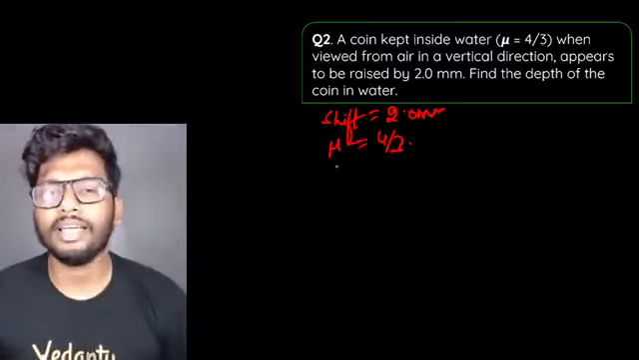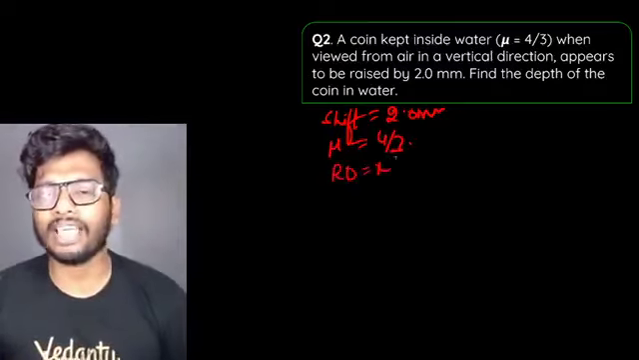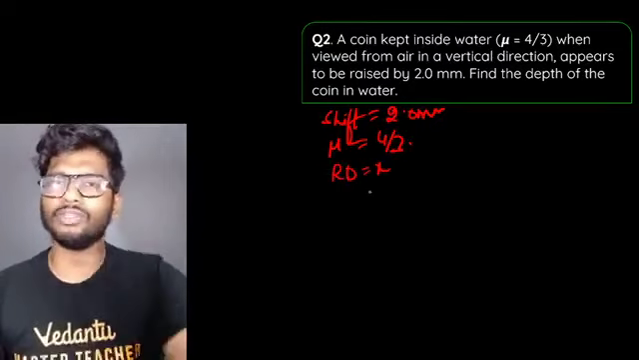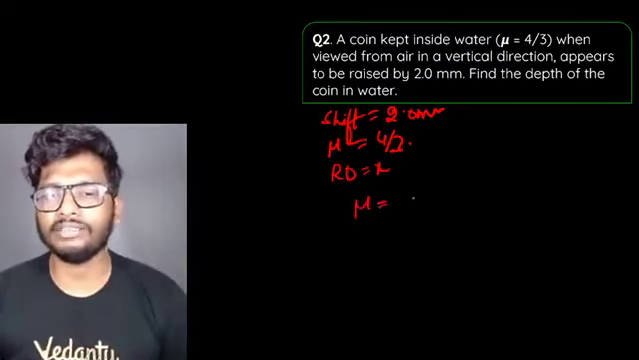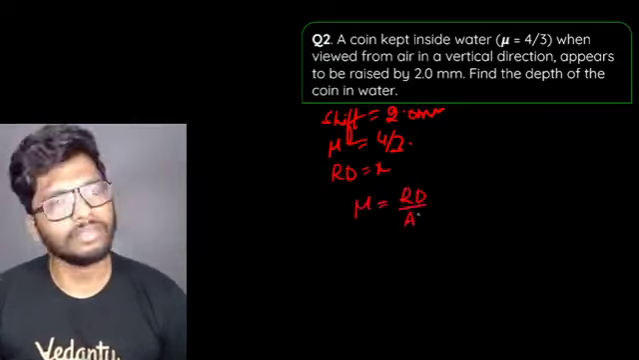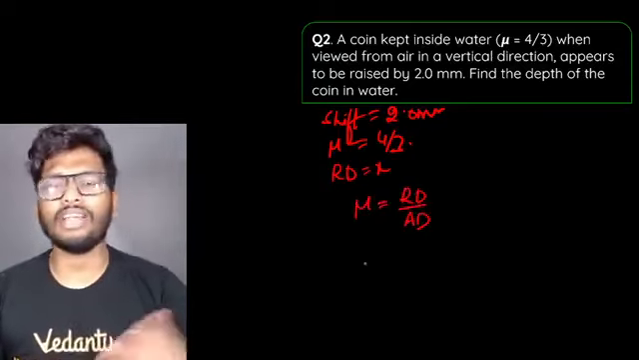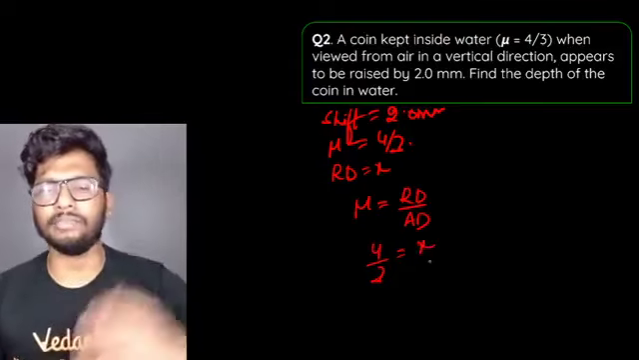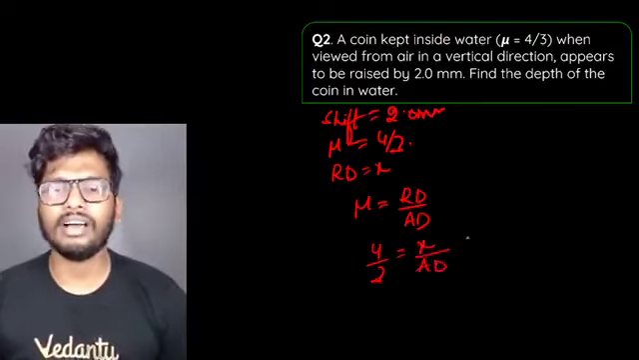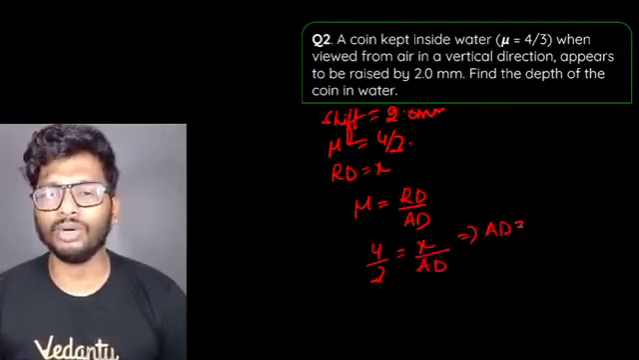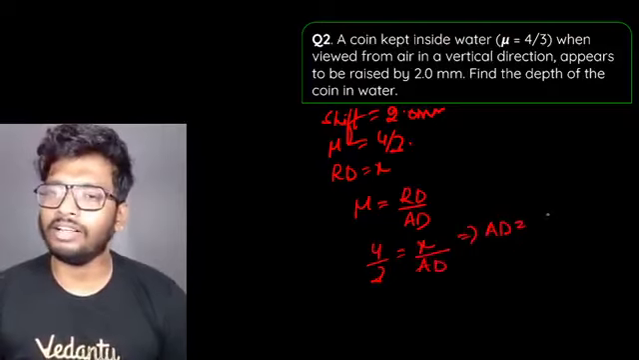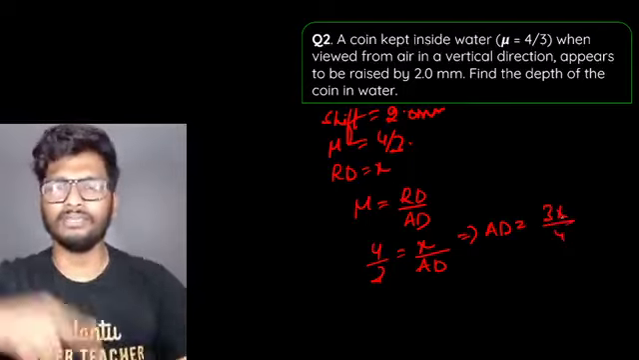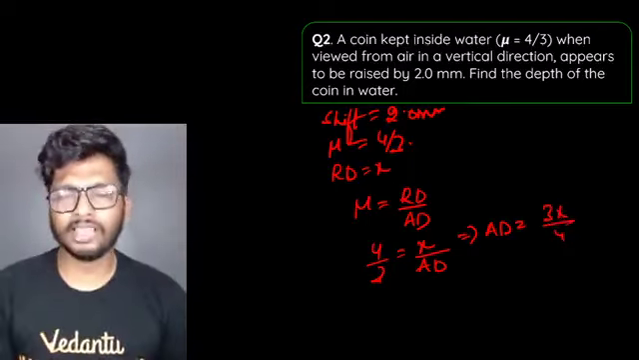Okay, here's the thing, guys. I'm going to assume the real depth to be x. So if you substitute, we know that refractive index is equal to real depth by apparent depth. The refractive index is given by 4/3, and the real depth is x. So what would be the apparent depth? Apparent depth is equal to 3x by 4. Cross multiplication, we get 3x by 4.